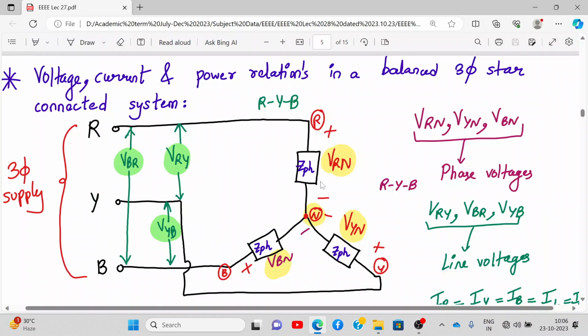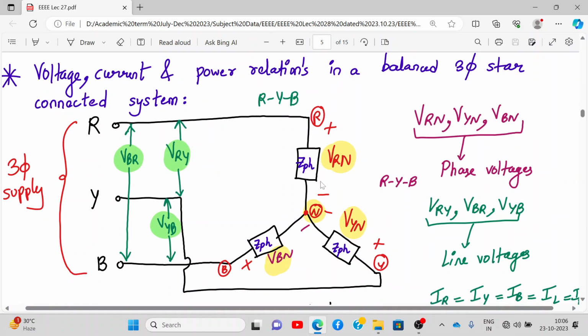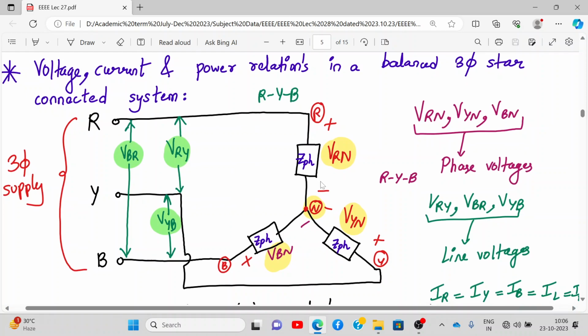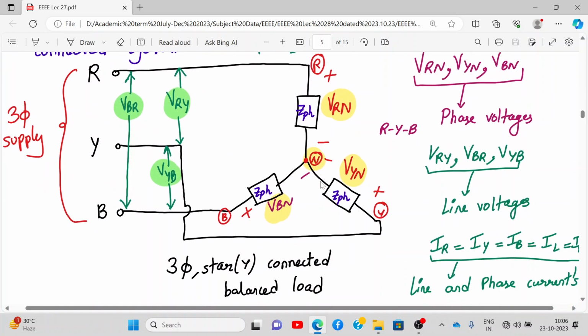So students, we are going to start with lecture number 28 today. But before that, we are going to continue the missed topics from lecture number 27. In lecture number 27, we started with three-phase circuits, and the first circuit was the three-phase star-connected system.